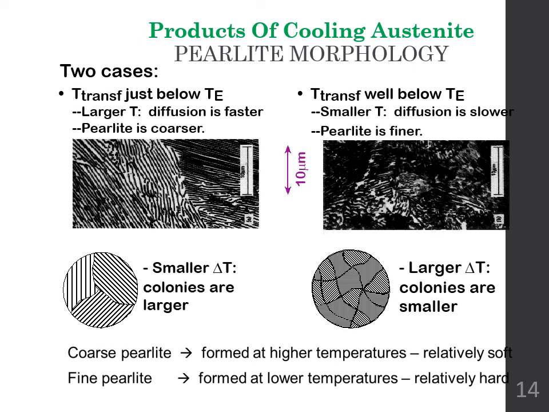And if it is transferred way below the eutectoid temperature, the lower temperature produces slower diffusion, so the pearlite produced is much finer, much smaller. Generally, larger temperature variation, meaning it is cooled way lower, gives smaller colonies. So we can conclude that coarse pearlite is formed at higher temperature and, because it has a coarser structure, it is relatively softer, while fine pearlite is formed at lower temperature and is relatively harder.